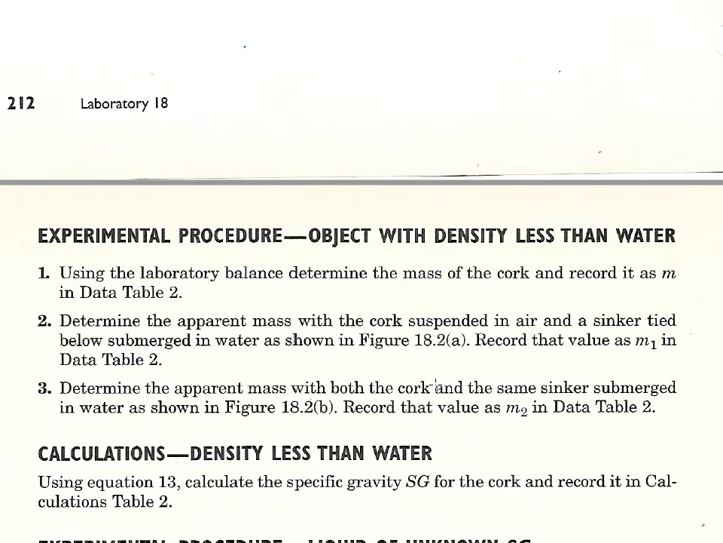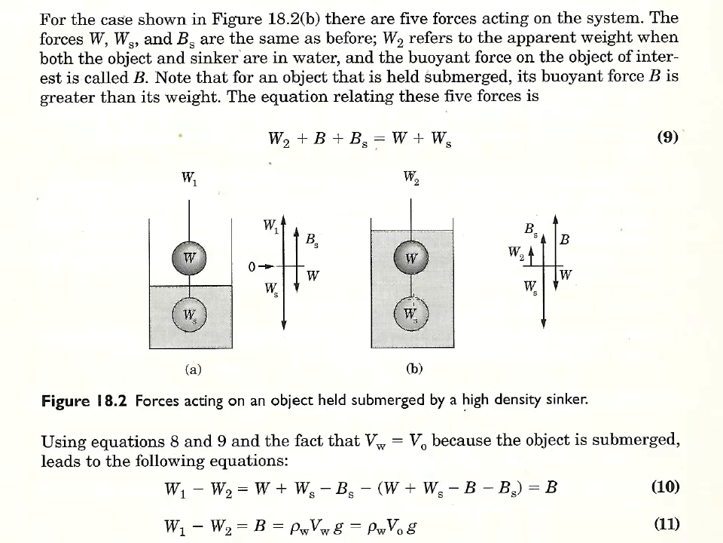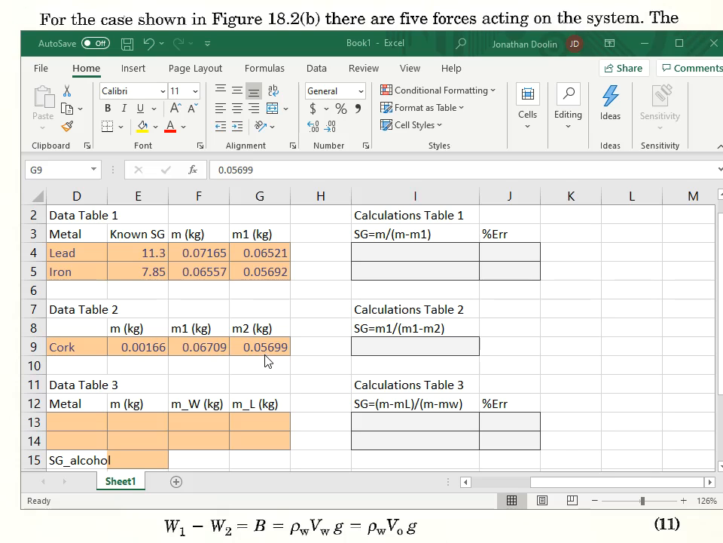Determine the apparent mass with both the cork and the same sinker submerged in water, as shown in figure 18.2b. And we're going to record that value as M2. So here we're letting both the cork and the sinker be beneath the water, and the scale reads 56.99 grams. So it weighs a little bit less now with the cork being buoyed up. I will let you do the calculations table for the cork, and now we'll get to data table 3.